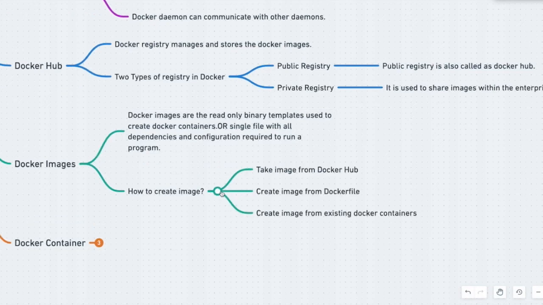And how can you create a Docker image? You can create a Docker image from a Dockerfile, and you can directly pull the image from Docker Hub also, and you can create an image from an existing Docker container. Suppose you are working inside a Docker container, but you want to save your work into a Docker image, so you can create an image from your existing Docker container also.